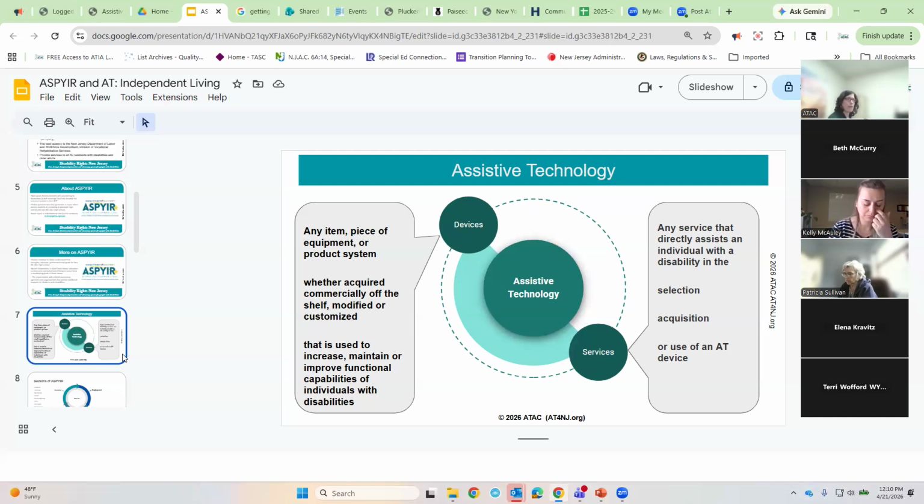And then the last part of services: how you're going to go about using your AT device, how it's implemented in the different aspects of a person's life.